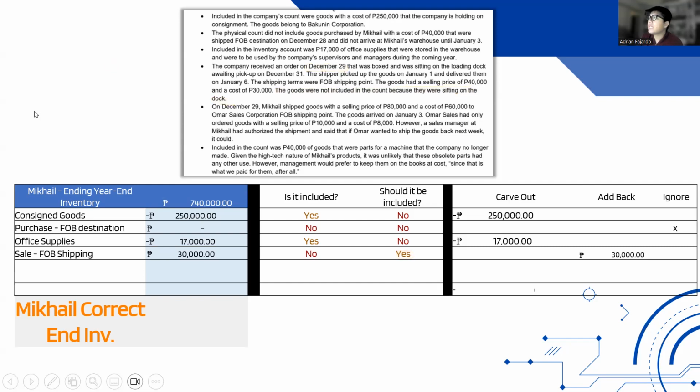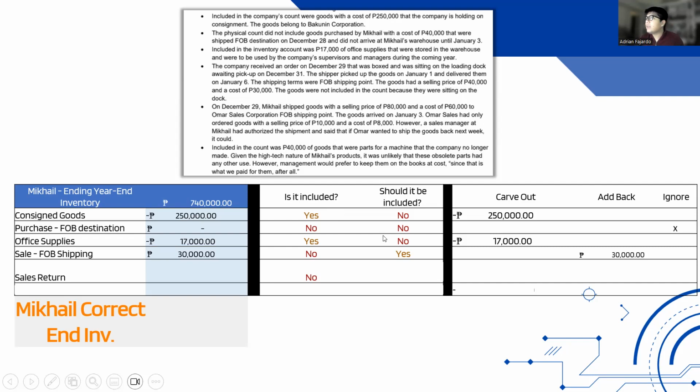Okay. So that's one. And then number 2, on December 29, McHale shipped goods with a selling price of 80,000. So, nag-ship ulit siya. The goods arrived on January 3. However, a sales manager at McHale authorized the shipment and said that if wanted, so nagkaroon ng mistake. Nag-ship ka raw ng goods worth 60,000, pero ang in-order lang nila is 8,000. So anong gagawin natin? Ano yung sales return? Kasi ibabalik nila sa'yo yan eh. So, ano nangyari? Was it included? No. Because kala mo, nabenta mo na.